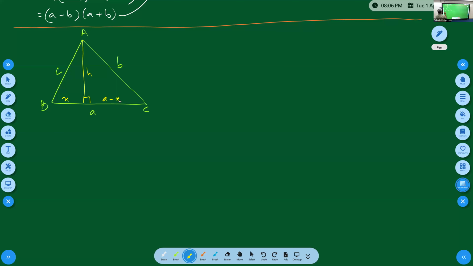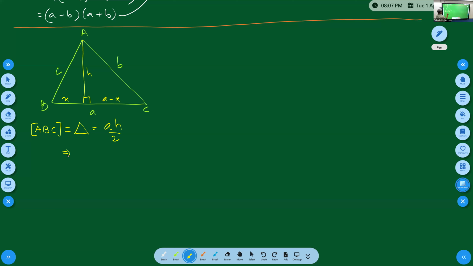So let us create a symbol. Area of ABC, we will call it delta. Easy to write. So delta is equal to, if that height was available, a into h upon 2. Everybody, pay proper attention to what I am doing. If you pay proper attention, then only you will reach the end. Otherwise, you will be lost in between.